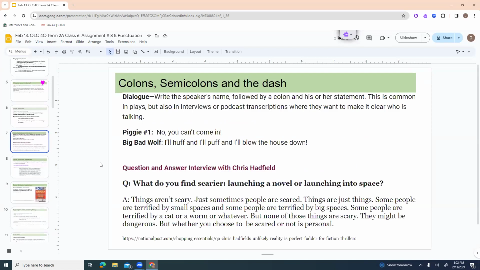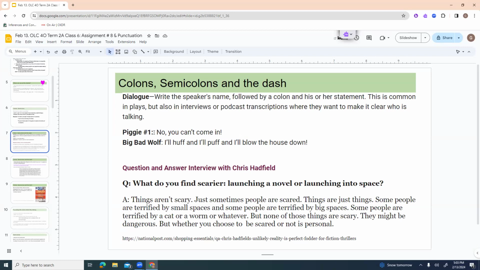it gets used, okay? Dialogue, this you're going to see in plays, but you might also see it in magazine interviews or podcast transcriptions where they want to make it clear who's talking, but everything is talking. So they don't keep on using quotation marks over and over again. They just put the person's name and then a colon and then the words.